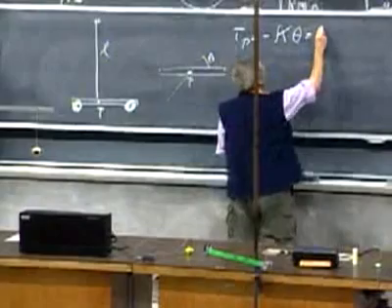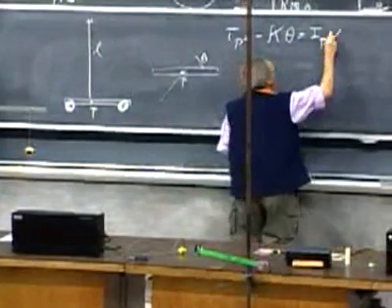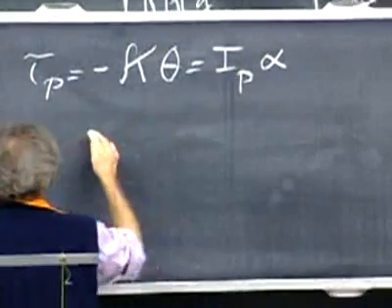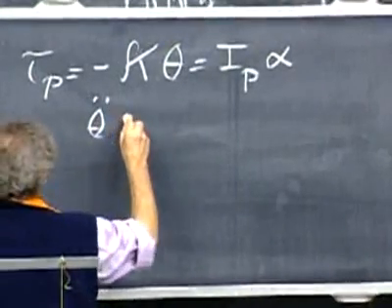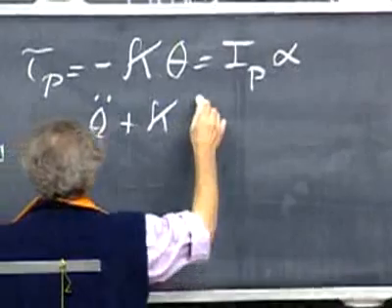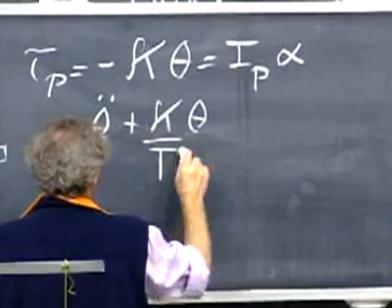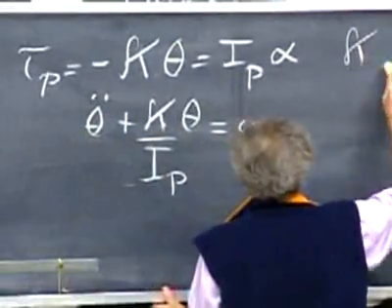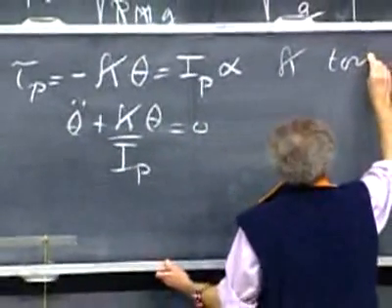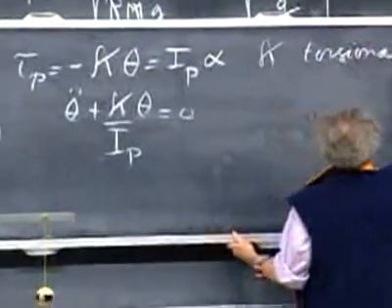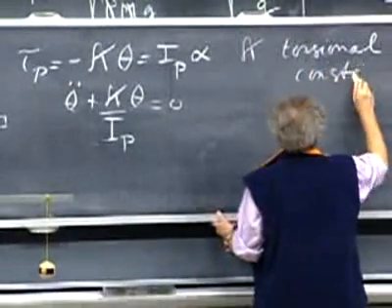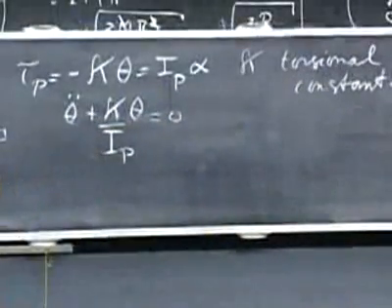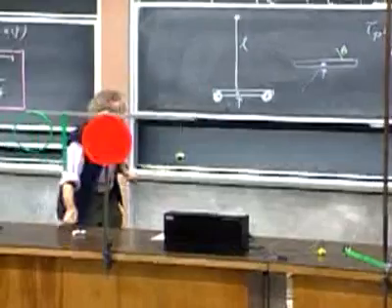And this is the moment of inertia about point P times alpha, and alpha is theta double dot. So we're going to get that theta double dot plus kappa times theta divided by I_P equals 0. Kappa, by the way, is the torsional constant. So we have a differential equation. It's clear that you're going to see a simple harmonic oscillation.